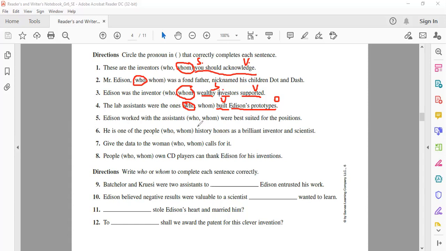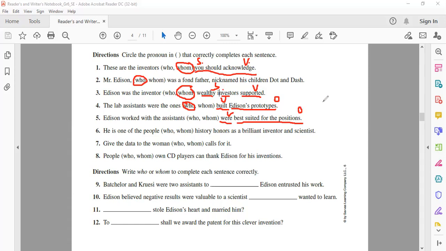Edison worked with the assistants who or whom were best suited for the position. Okay, go for the sentence after the brackets right here. Were best suited for the proposition. So where's the verb? Where? Okay, where is the verb? Excellent. What is this? Object or subject? Object.